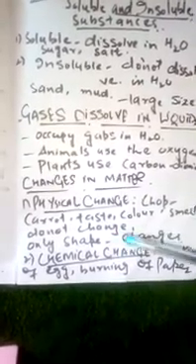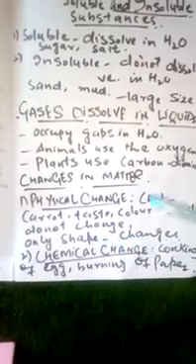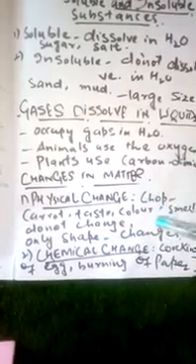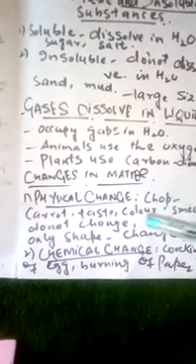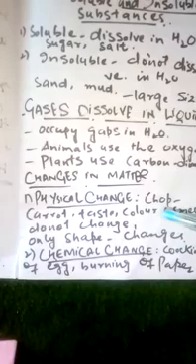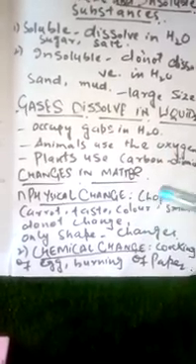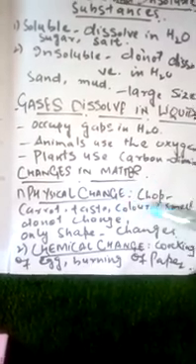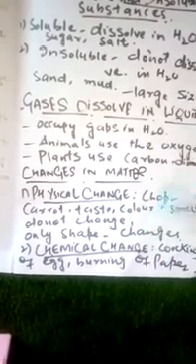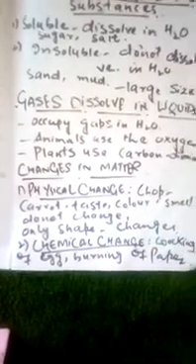So any change that results only in the change of shape, but other properties do not change, is called a physical change. That is, a physical change changes only the physics of a substance, only the appearance of a substance, but other properties do not change. For example, if we chop a carrot, the taste, color and smell do not change. Only its physics changes, and that change is called a physical change.